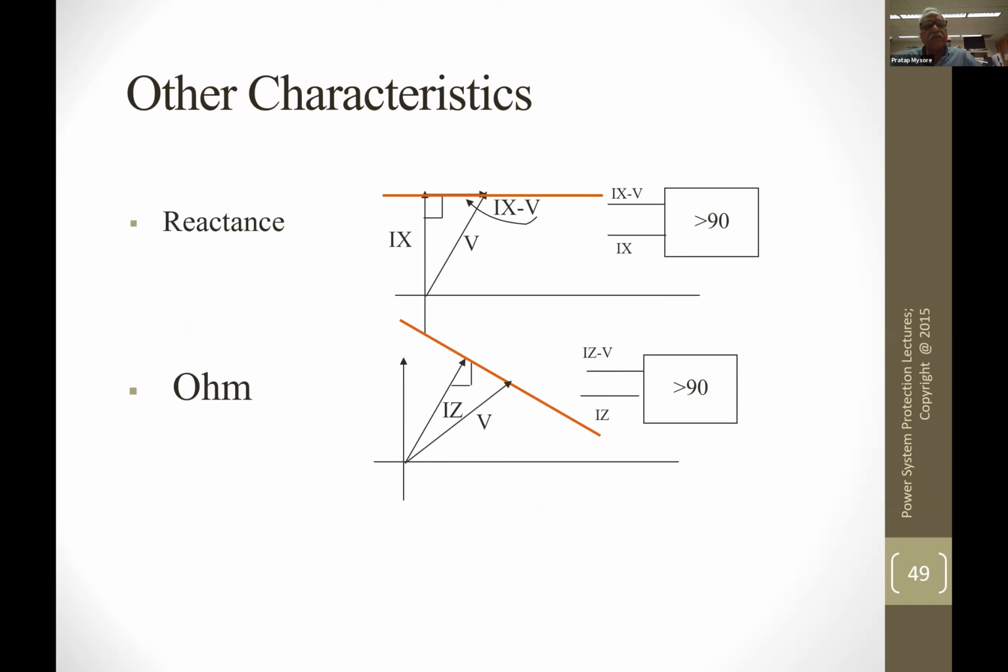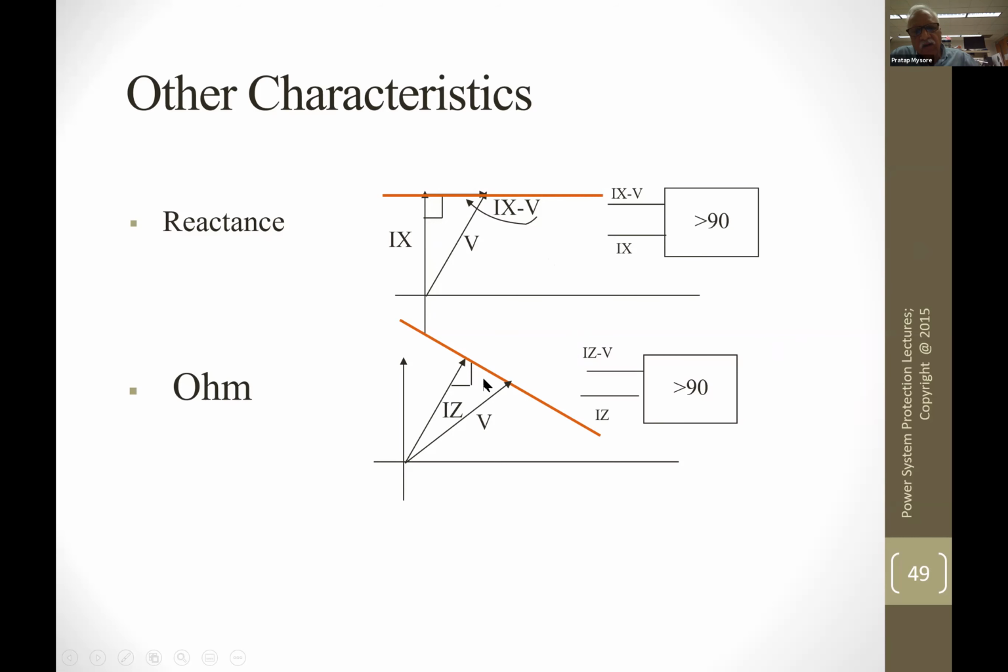Now, how do we develop other characteristics? Instead of V minus IZ and V, if I take the IX drop, the reactance drop, and then take the V, then we get a characteristic like this, whereas any point which is moving on a straight line will always have an angular relationship of 90 degrees with respect to IX. So this is how we develop the reactance characteristics.